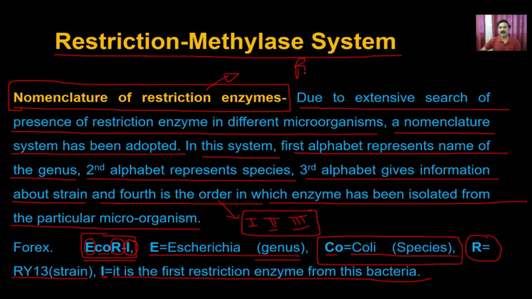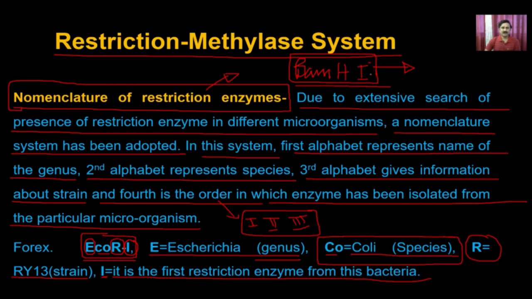Similarly, for example, you can have another enzyme which is called BamH1. So BamH1 is another restriction enzyme, and what I will suggest is that you should give me the information in terms of this nomenclature, like what is the genus of this particular bacteria, what is the species of this particular bacteria, what is the strain and all that. You should be able to do this and see how useful this particular kind of system is, that it actually gives you the complete information about this particular enzyme.